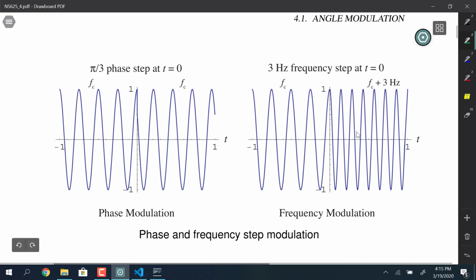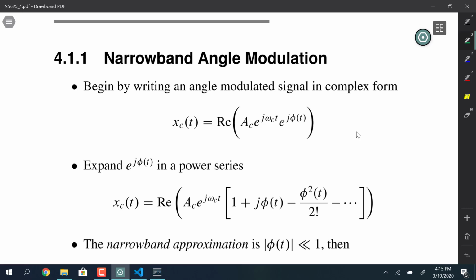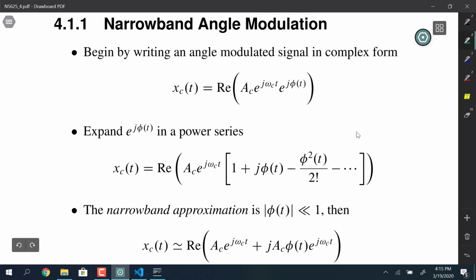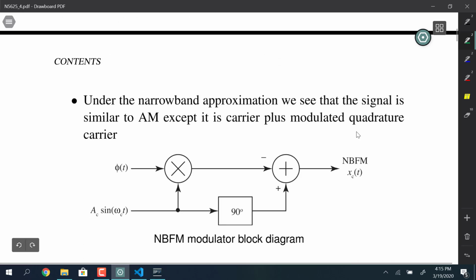Look at this picture. On the left, we see phase modulation with a phase step being applied at t equal to 0, whereas if we do it as frequency modulation, we see a step change in frequency, whereas a step change in phase is different. So you might find that intriguing. We'll study narrowband angle modulation, which looks kind of like AM, where we use a power series expansion and assume the modulation index is small.